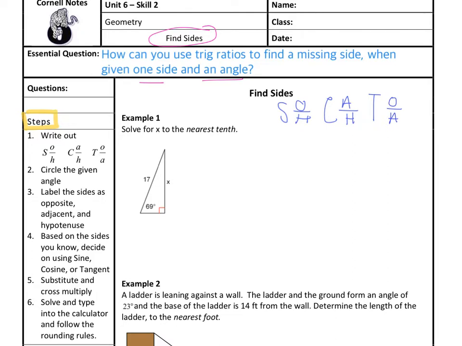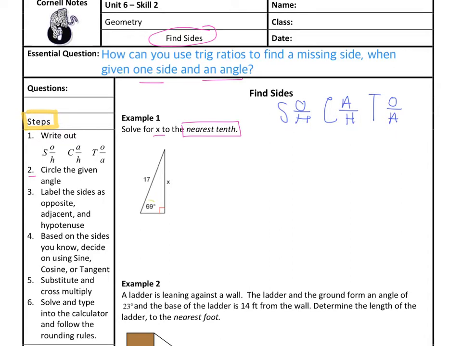Second thing is it says solve for x to the nearest tenth. So here's our rounding direction. Again, there was that rounding refresher at the start of the packet. So we're going to find x. In this scenario, like it says in step 2, you always circle the given angle. You don't circle a right angle because we always have to have a right angle, but you circle the other angle that's given to you.